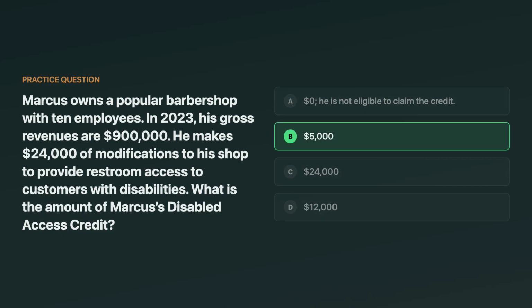The correct answer is $5,000. The disabled access credit is generally 50% of eligible costs over $250, but only up to $10,250 of expenditures. That creates a maximum annual credit of $5,000. A tempting wrong choice is $12,000, which sounds like half of $24,000, but the credit is capped.